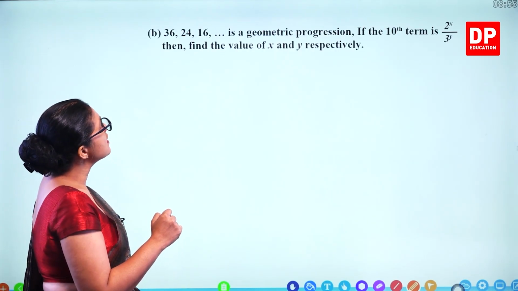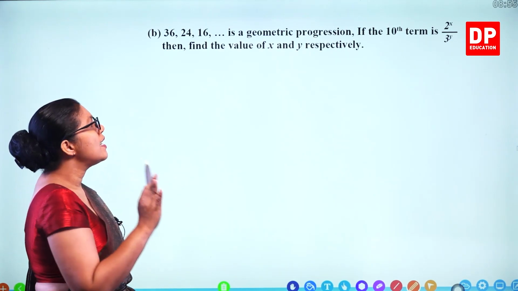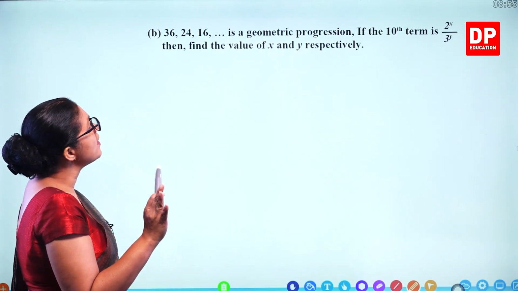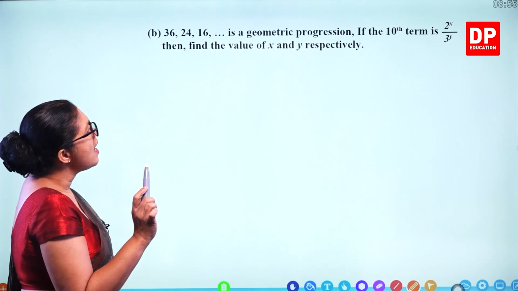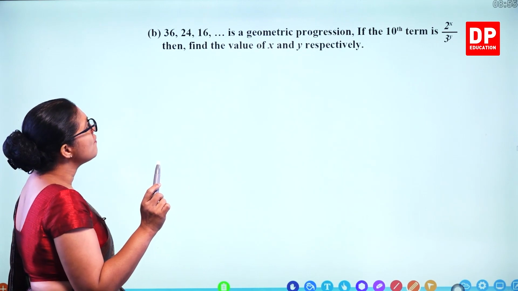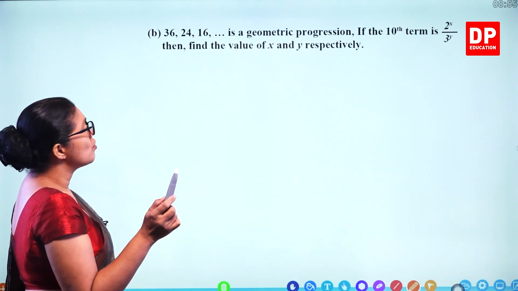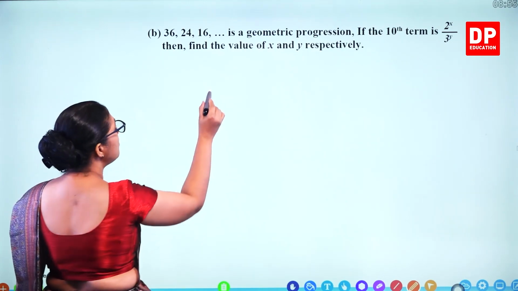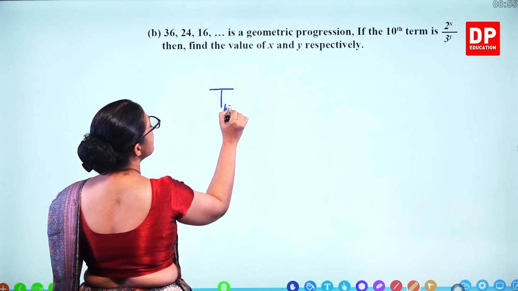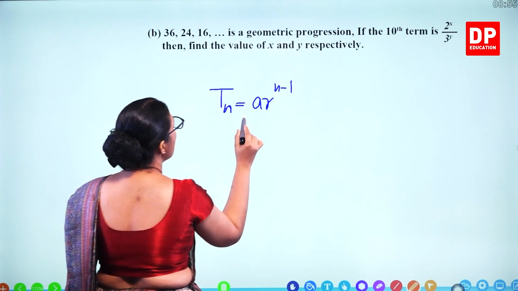36, 24, 16 is a geometric progression. So previous one it was arithmetic progression. Now it's geometric progression. If the 10th term is 2 to the power x and 3 to the power y, then find the value of x and y. So how do you find the nth term? Nth term is ar to the power n minus 1.